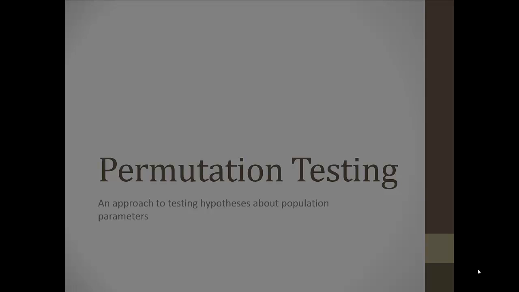In this video, we're going to take a look at permutation testing, which is just one of the approaches we'll look at in terms of testing hypotheses about population parameters. The main purpose of this one is just to get an idea of what hypothesis testing is, and in particular, what the p-value is and how it should be interpreted.